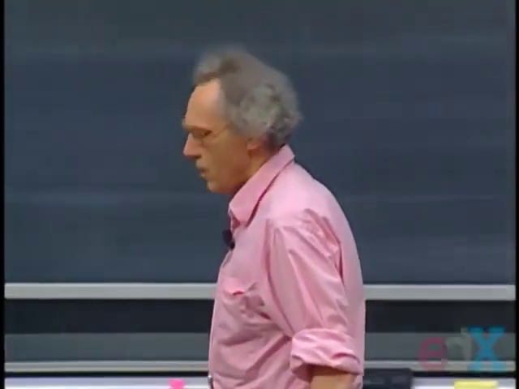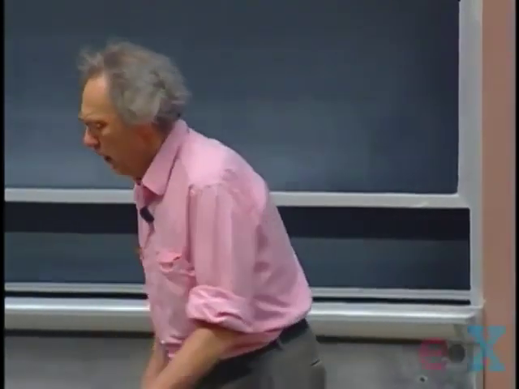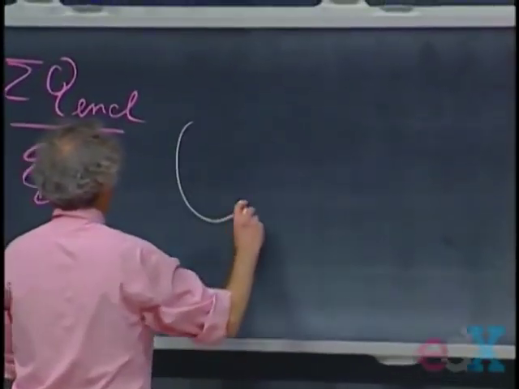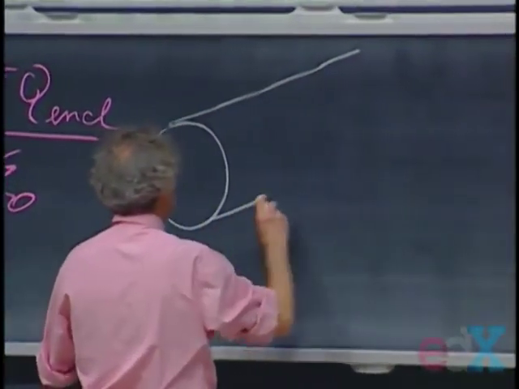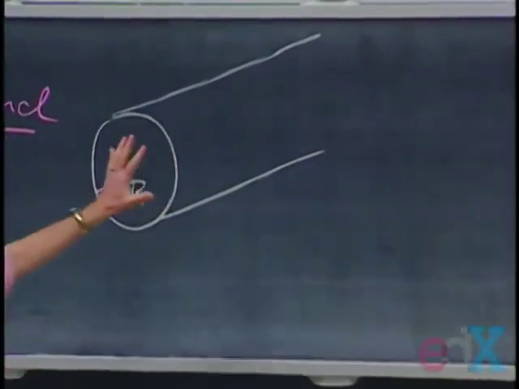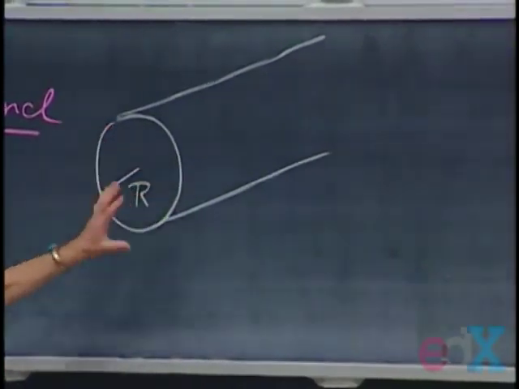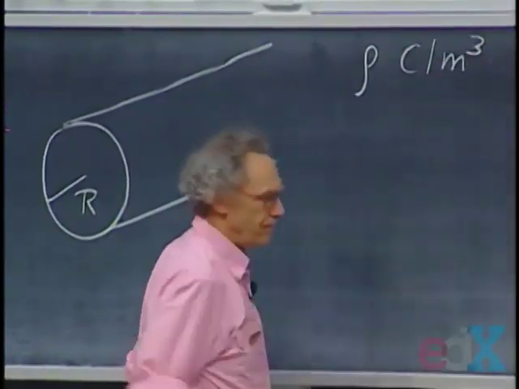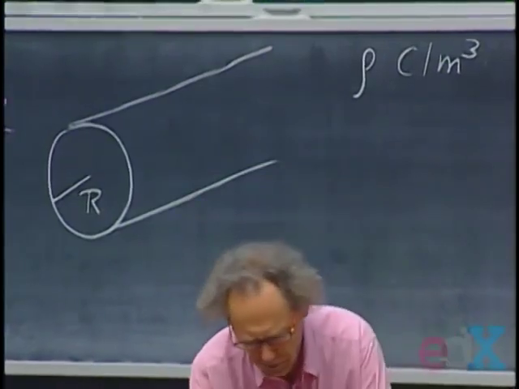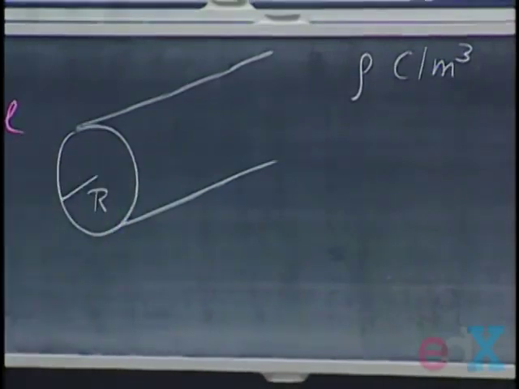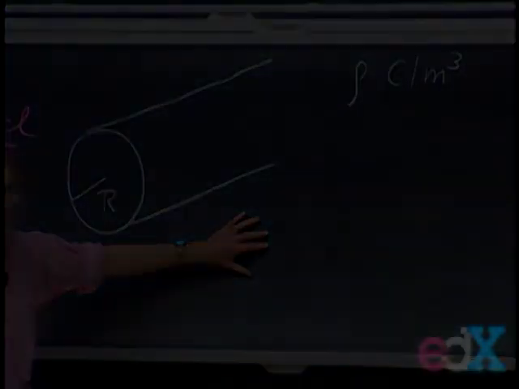So let's now start our first problem, and that is a cylindrical symmetry. Well, we have a cylinder, and here is the cylinder. It's very long, has radius r, and I have uniform charge distribution throughout the whole cylinder, and the density is rho coulombs per cubic meter. Uniformly distributed through the cylinder. I want to know what the electric field inside the cylinder is and outside the cylinder.